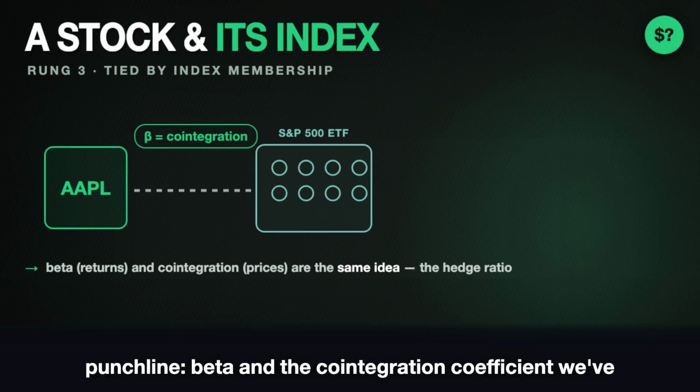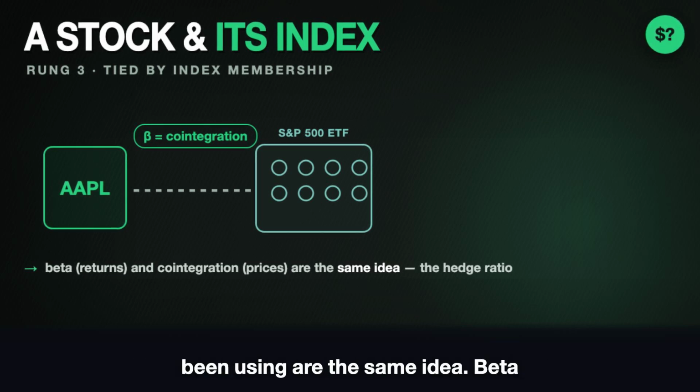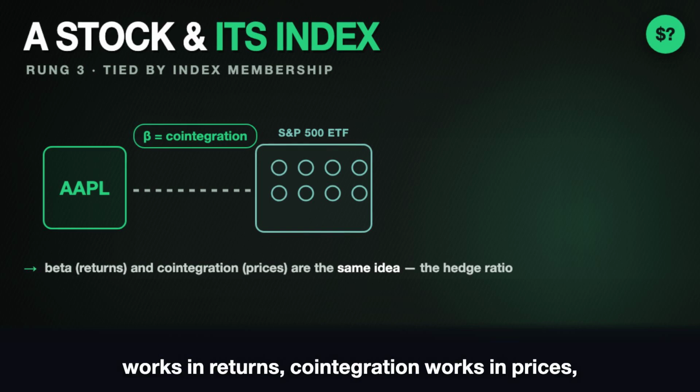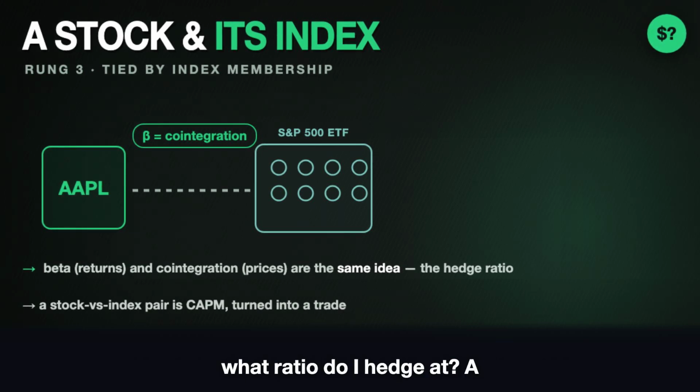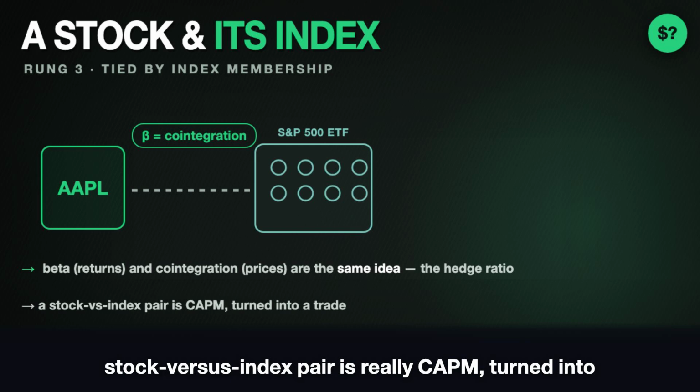And here's the quiet punchline. Beta and the Cointegration coefficient we've been using are the same idea. Beta works in returns, Cointegration works in prices, but both answer the same question. What ratio do I hedge at? A stock versus index pair is really CAPM turned into a trade.